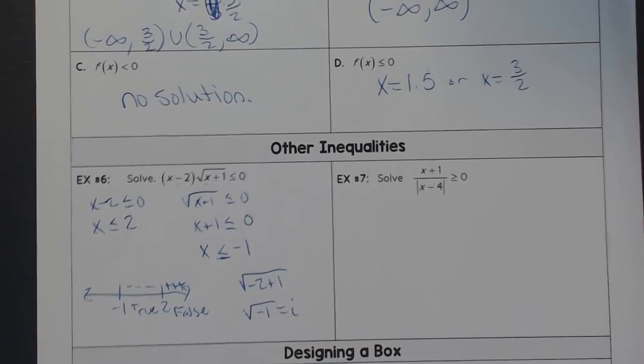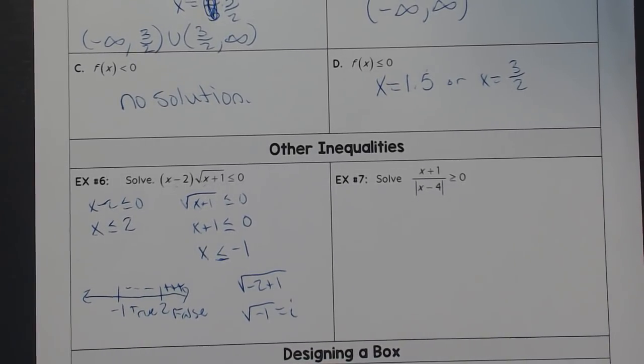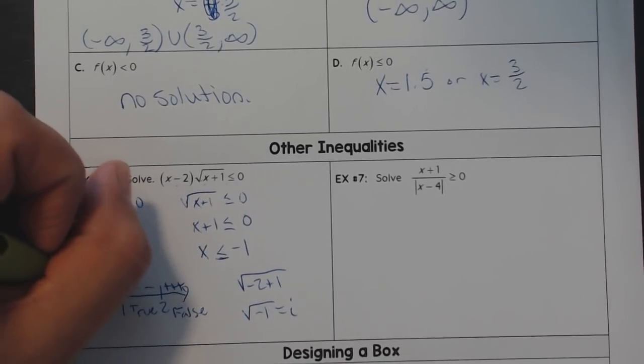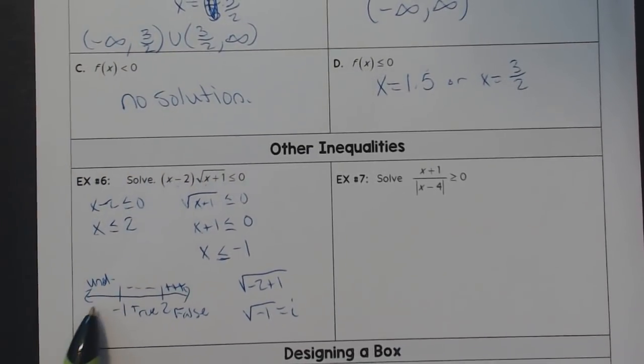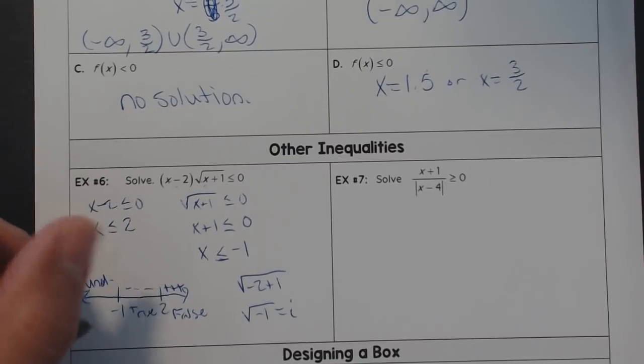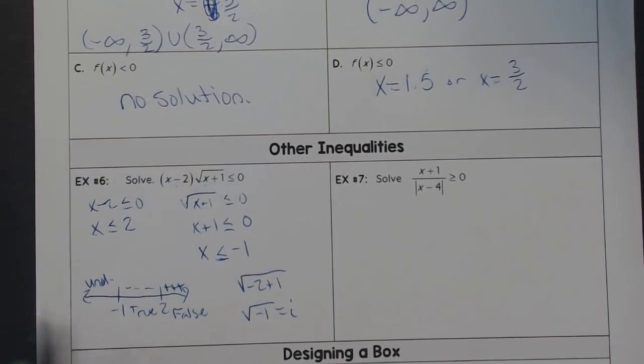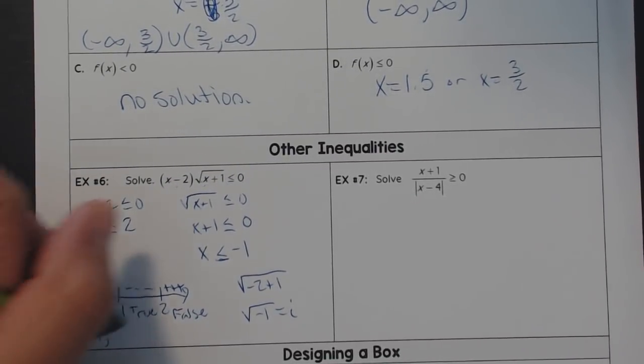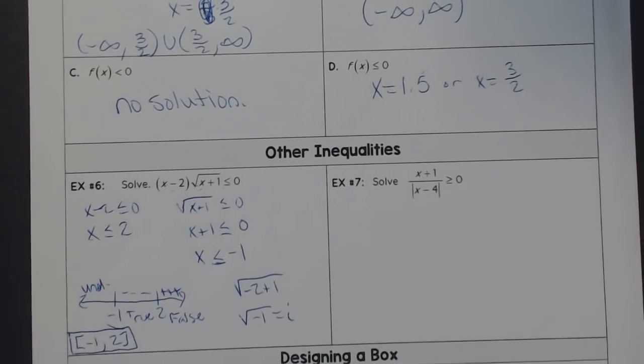And we just said earlier, back in 2.6, that if we get i's, it means they're imaginary, they're undefined. We don't see it there. So we're going to put undefined, and we know that the answer doesn't exist here. So our final answer is we only have one section of true. So our final answer is negative 1, 2. And that's our final answer.